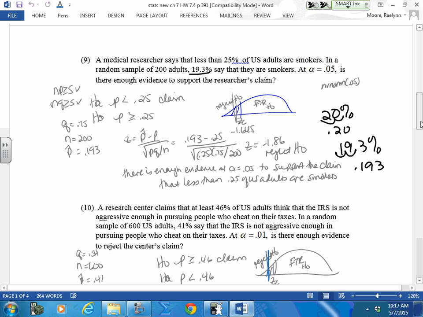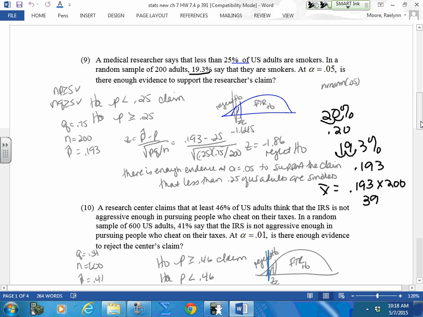0.193. If I need to know my x, it's 0.193 times 200. And you cannot put a decimal in. Did this come out to be 39? Was this the one? No, it's not. Yeah, 39. It was 38.6. You cannot put a decimal. It can't be a partial person.